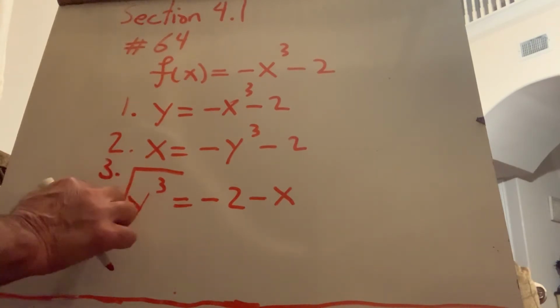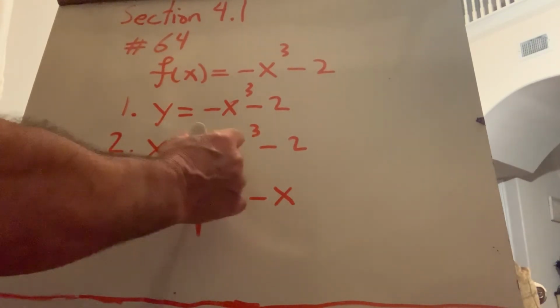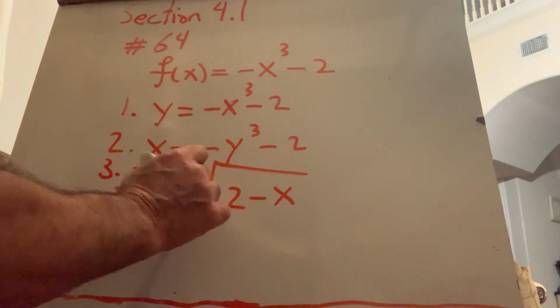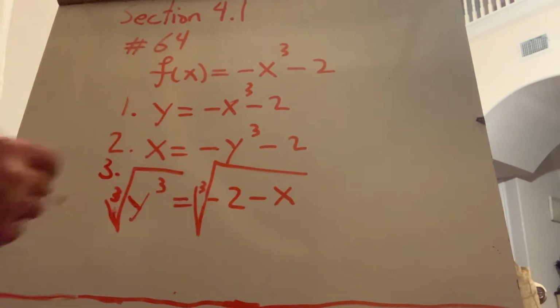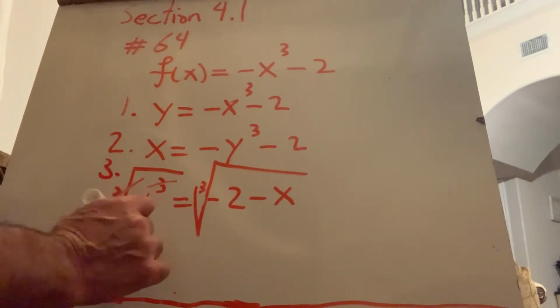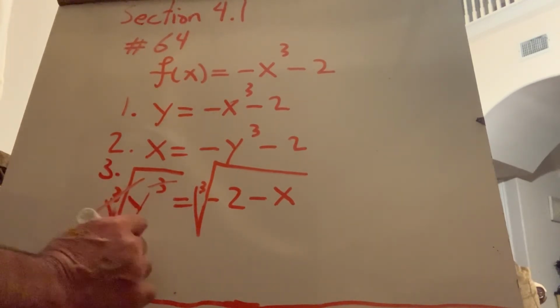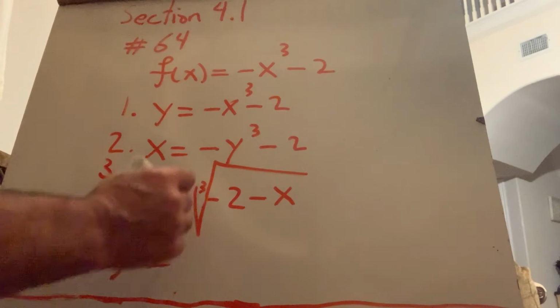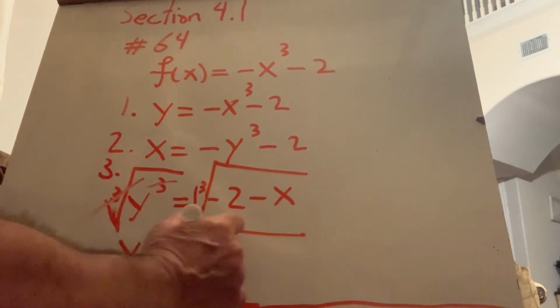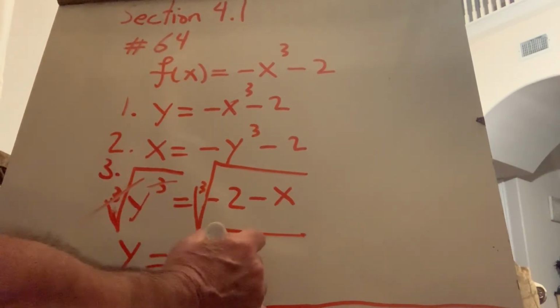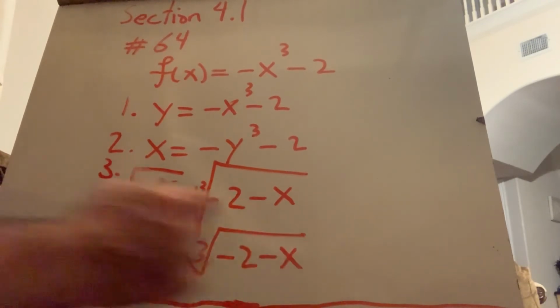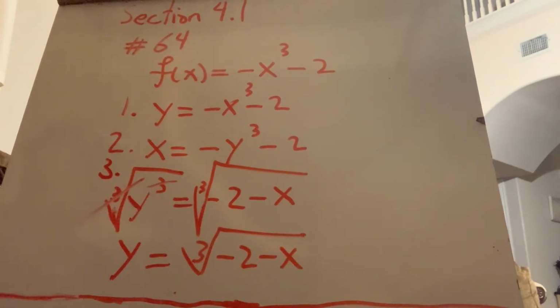So this number is 3. That's what we call a cube root. So now there it is. This cube cancels the cube root, so all you're left with is y, which is exactly what you want to be left with. And on this side, it's going to remain the same as the cube root of negative 2 minus x. And that is your y. And that completes step 3.